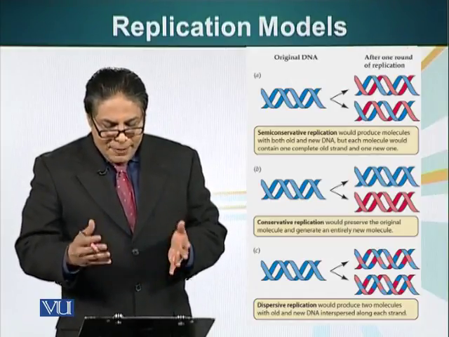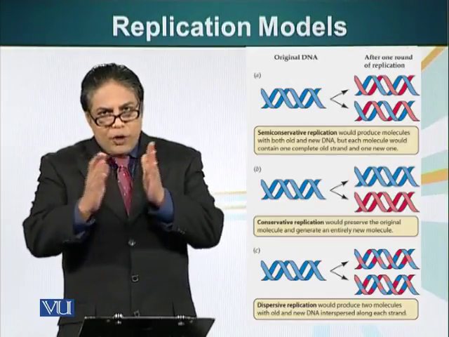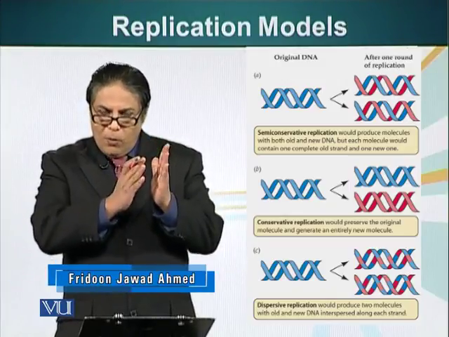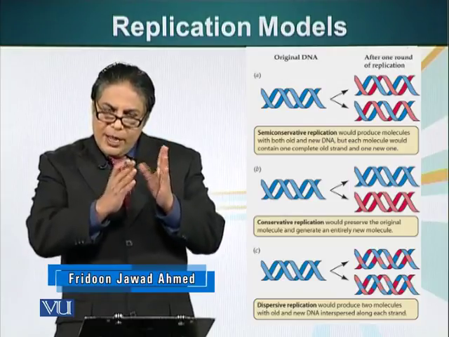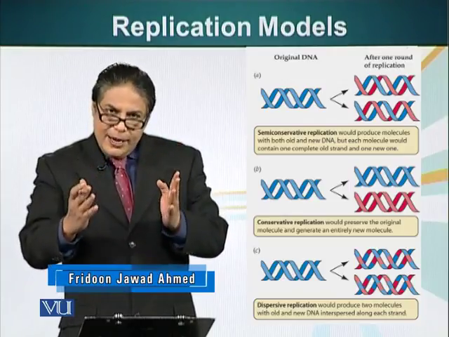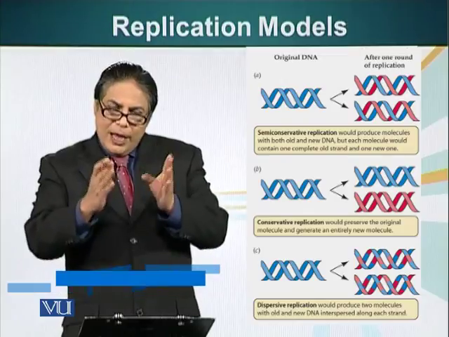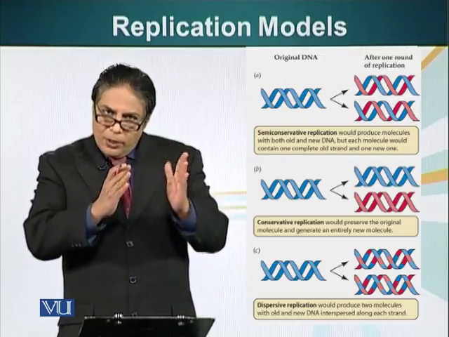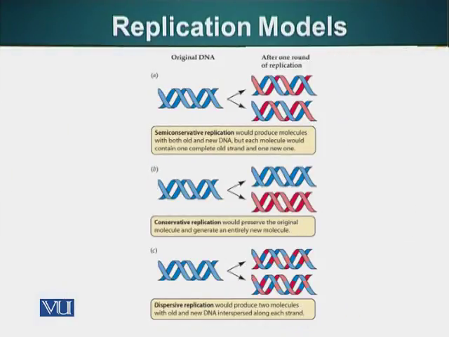There is the semi-conservative model, in which the two strands separate and a new strand is formed alongside each older strand. The end result is two hybrid molecules, each containing one older, parental strand and one new strand, as we can see in option A on the slide.